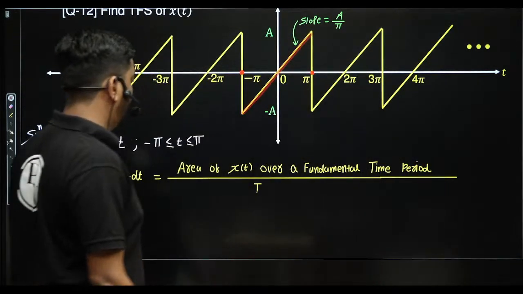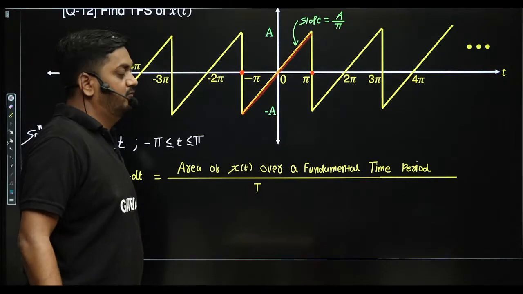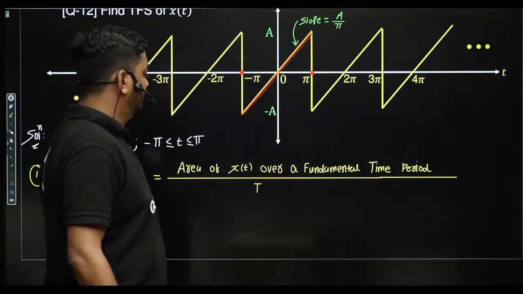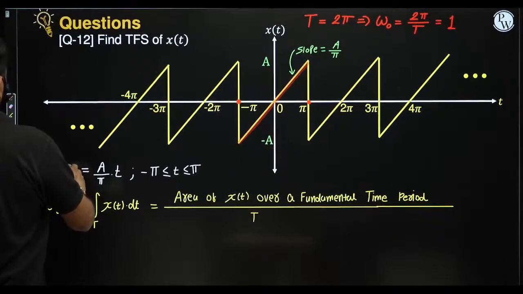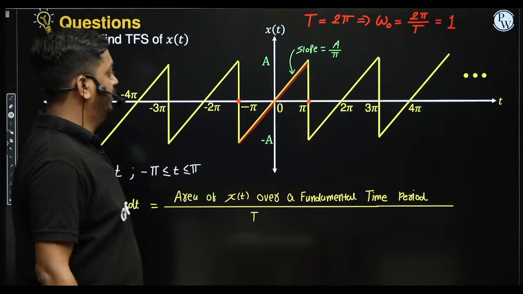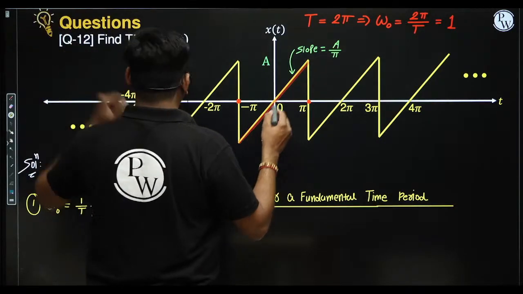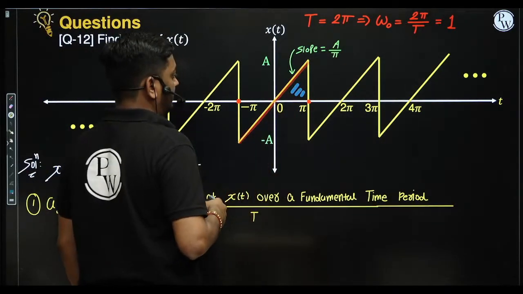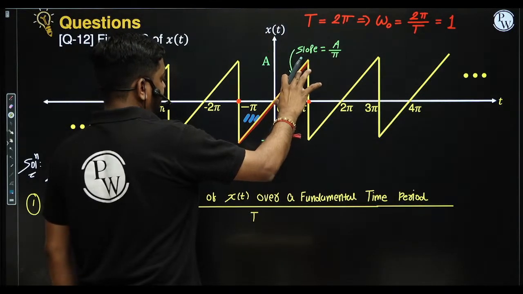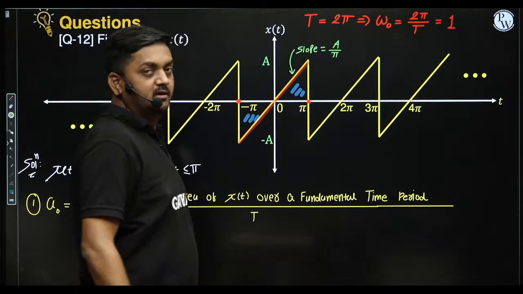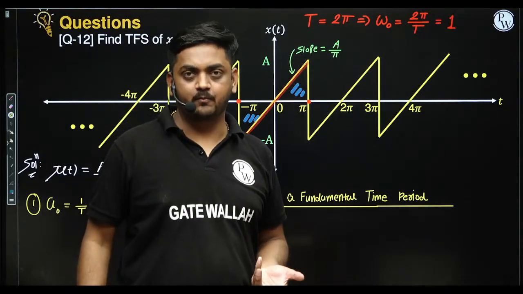Area of x of t over a fundamental time period divided by the fundamental time period, correct? So what is the area? You can see here the area of the positive half cycle is equal to the area of the negative half cycle. This is the positive half cycle, this is the negative half cycle. So the area of the positive half cycle is exactly equal to the area of the negative half cycle, so that's why the total area will be 0, correct?